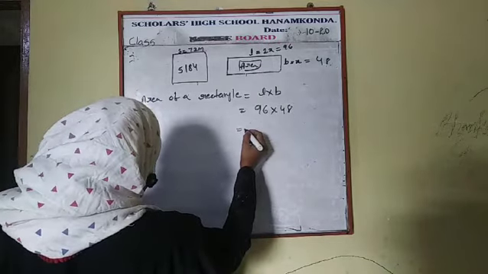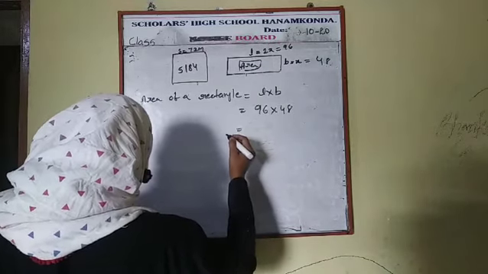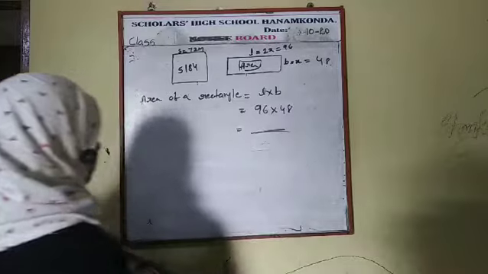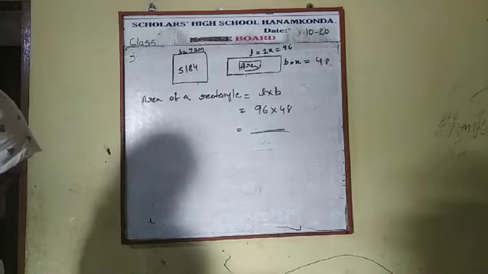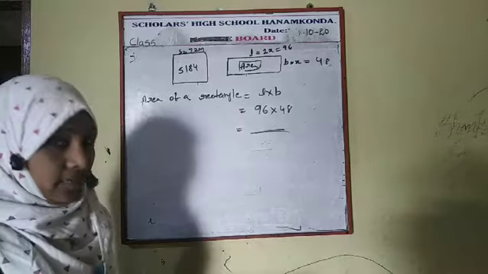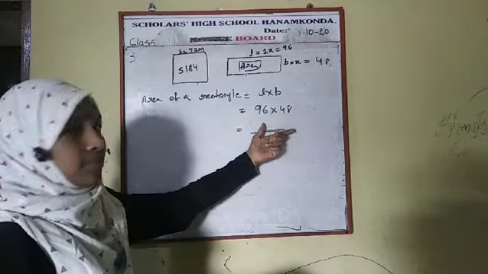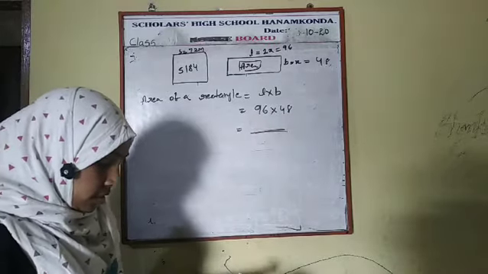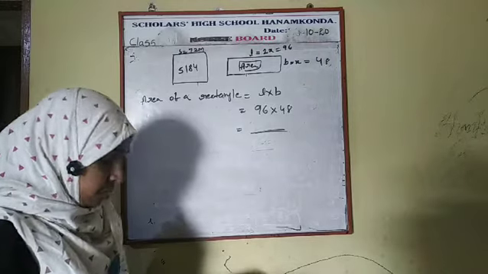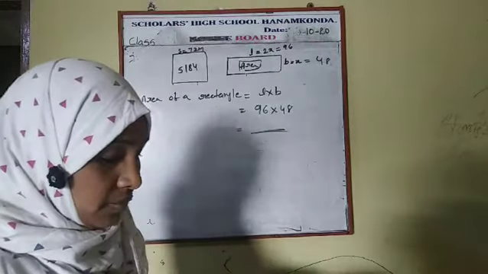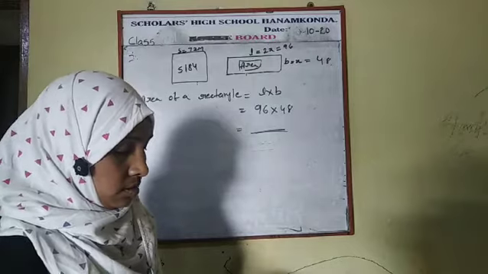The answer you have to do and complete. Okay. Length is 96, breadth is 48. You multiply, you get the answer. Okay. Now in this session, exercise 6.2 is completed. This much is left. Thank you so much.